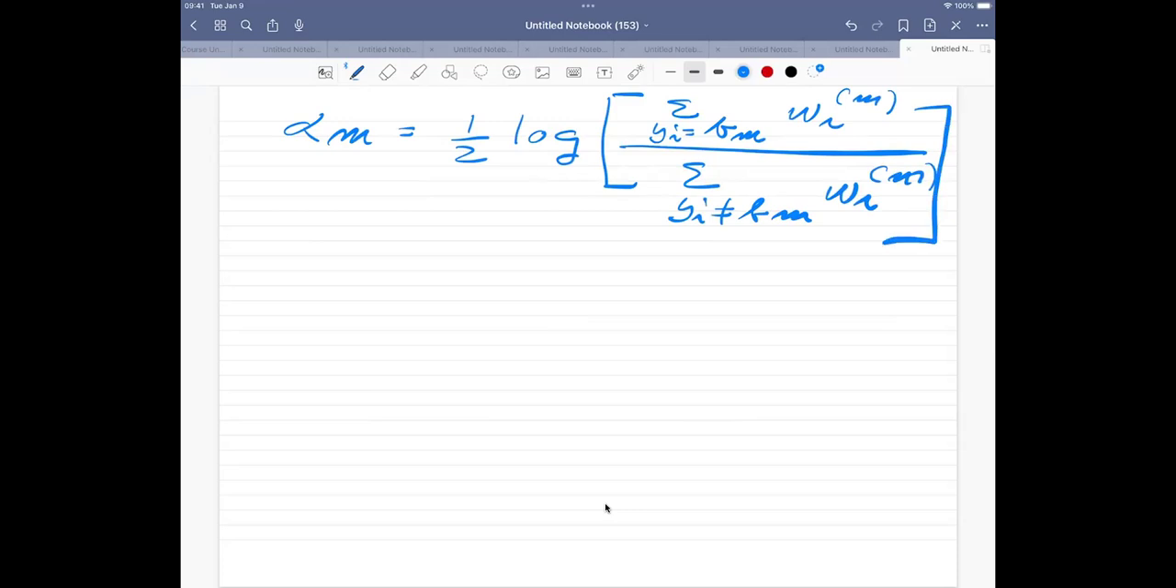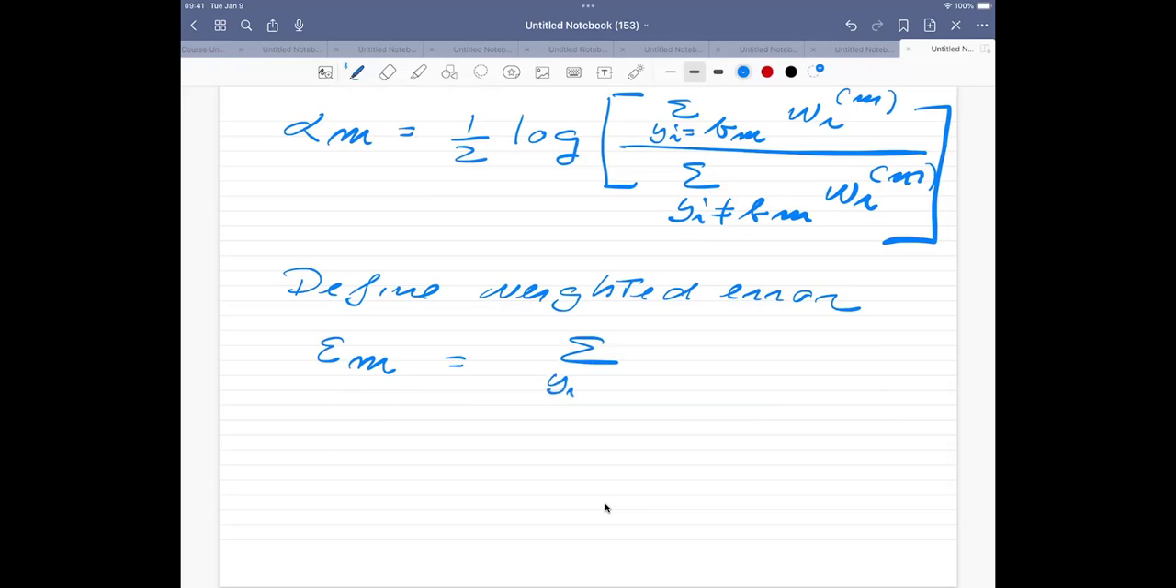So you can define what is called the weighted error. This is pretty common. I'm going to call this epsilon of m. It is simply given by the sum over the wrongly classified points, y of i different from b of m, of w_i at iteration m, divided by the total sum over all the data of w_i of m.